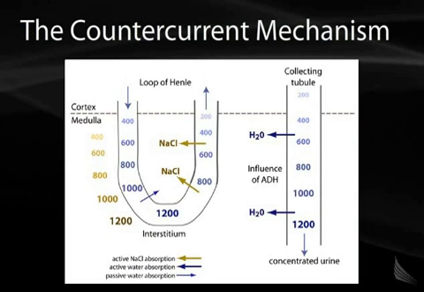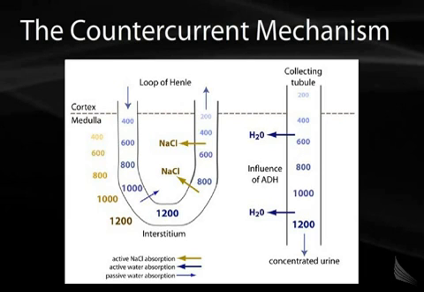The countercurrent mechanism thus relies on the varying characteristics of the thin descending limb and the thick ascending limb of the loop of Henle. The final concentrating activity in the renal tubules occurs in the collecting duct under the influence of vasopressin, or antidiuretic hormone.